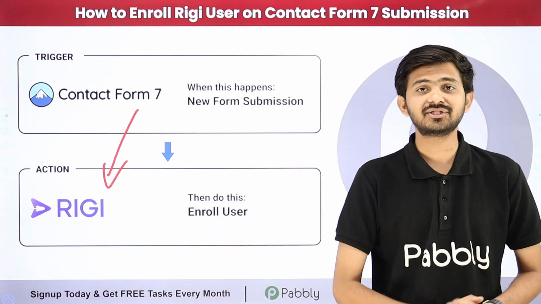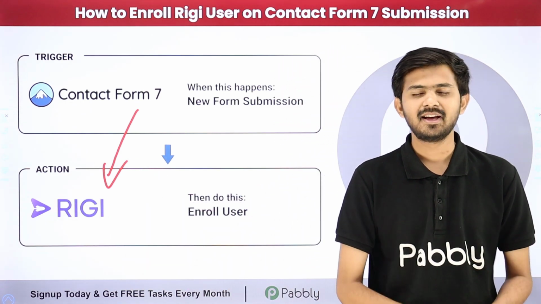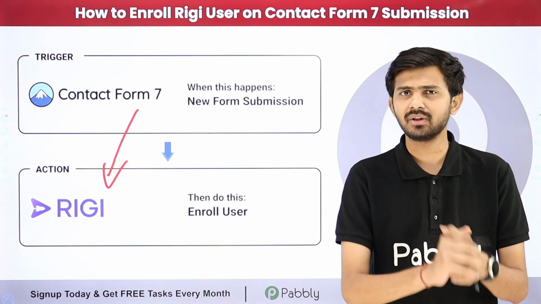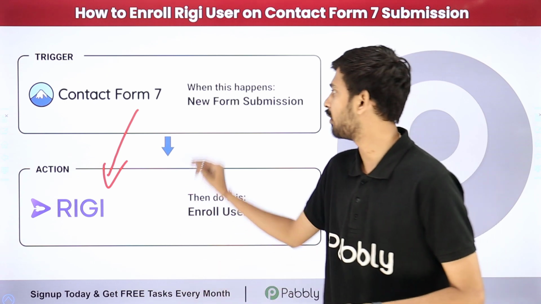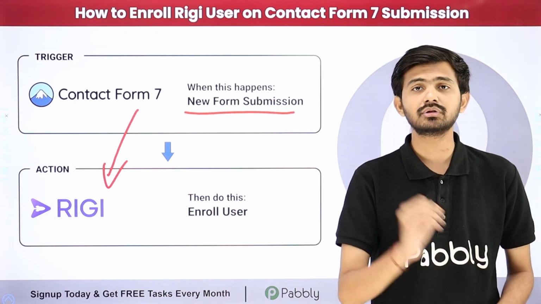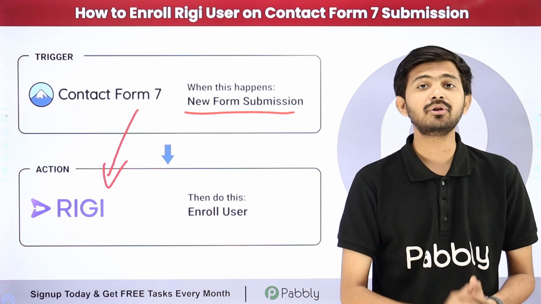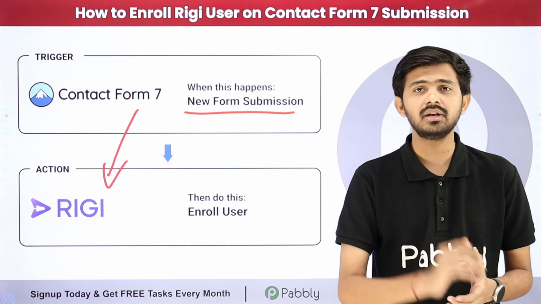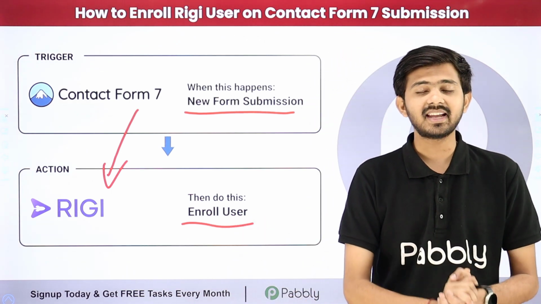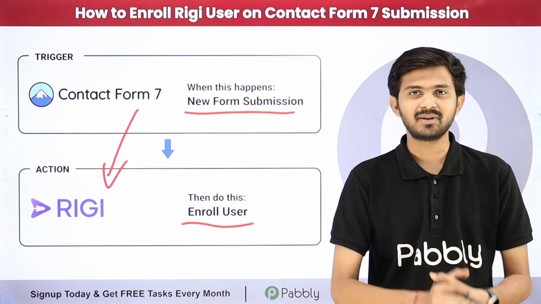For building this connection, I'm going to use Pabbly Connect. Pabbly Connect is an amazing software for automation and integration. Now with Pabbly Connect, whenever I receive a new form submission through Contact Form 7, then automatically, by using all those details of that form submission, I'm going to create a new user, or enroll a new user, in my Rigi course. So how am I going to build this connection? For that, let me take you to my computer screen.